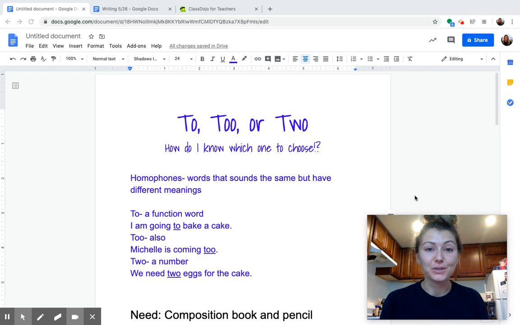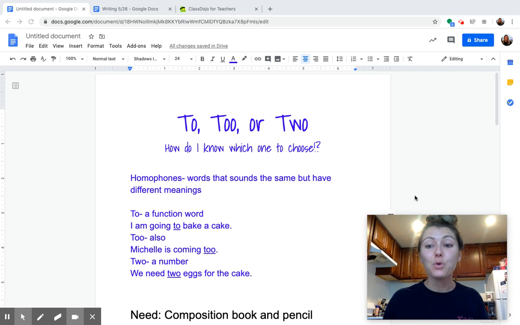This week, we are focusing on a totally new topic. We are going to be learning all about homophones. Homophones are words that sound the same, but they actually have different meanings. So we're going to look at a couple of different groups of homophones, and we're going to think about how do we know which one to choose in our writing? How do we write the correct form of the word?